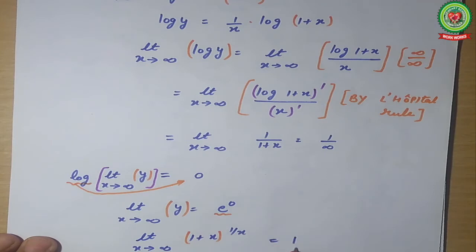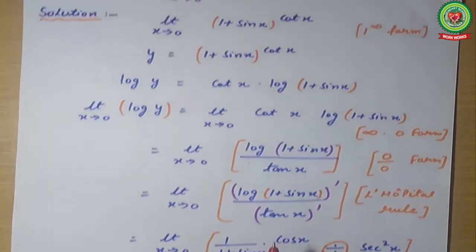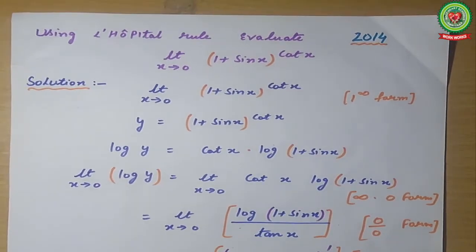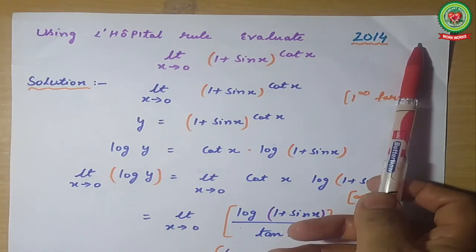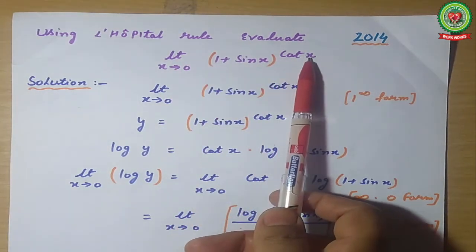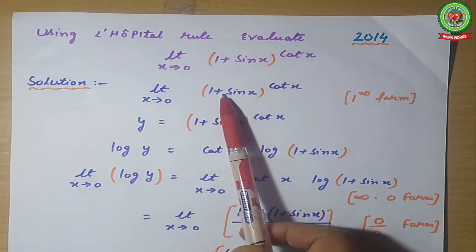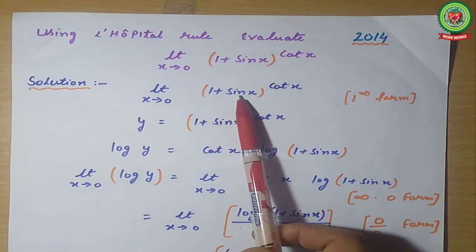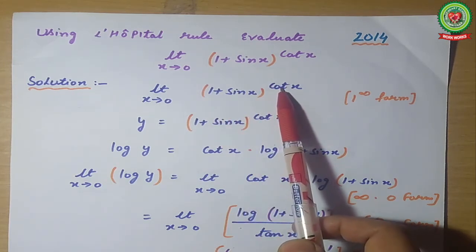Clear? Now, I am going to solve one more example with trigonometric ratio, which is also your previous year question, that is 2014. Limit x approaches 0, 1 plus sin x raised to power cot x is there. Now first step, you will approach the limit and find out which type is there. 1 plus 0 means 1, cot 0 means infinity. So it is the type of 1 raised to power infinity form.